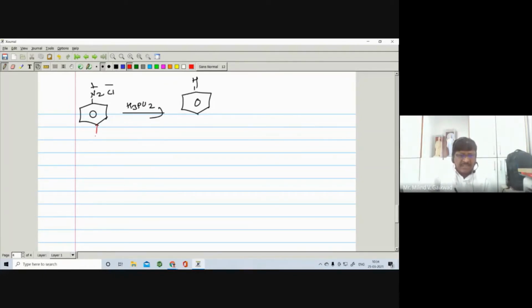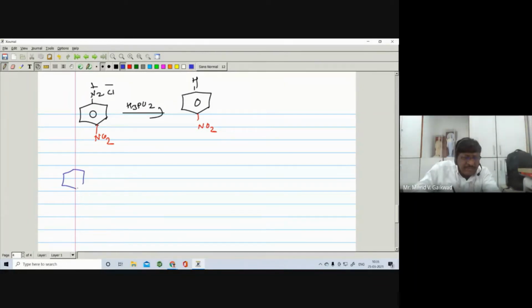Another example: suppose you put an NO2 group at the para position, then you have an NO2 group at the para position. In this way we can write such type of reaction. So in this way we have seen the chemical reactions given by this benzene diazonium salt. I will take one more reaction, replacement interconversion.